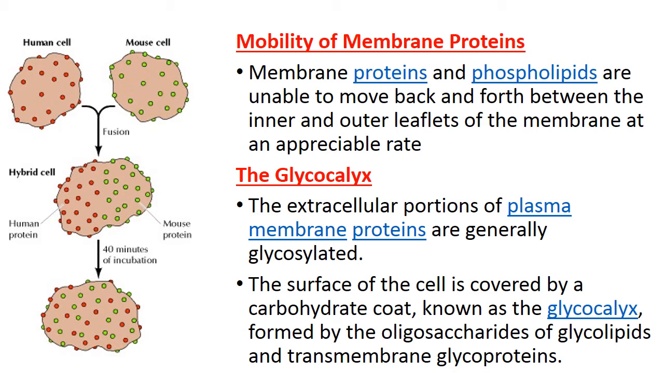After that, in 1970, Larry Frye and Michael Edidin proved this with an experiment. They fused a human cell and a mouse cell to produce a hybrid human-mouse cell. They could easily identify whether the proteins mixed within the cell or not by using fluorescent dyes to mark the human cell and the mouse cell.